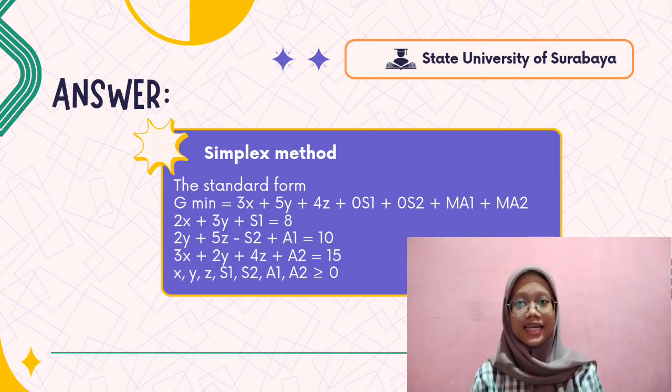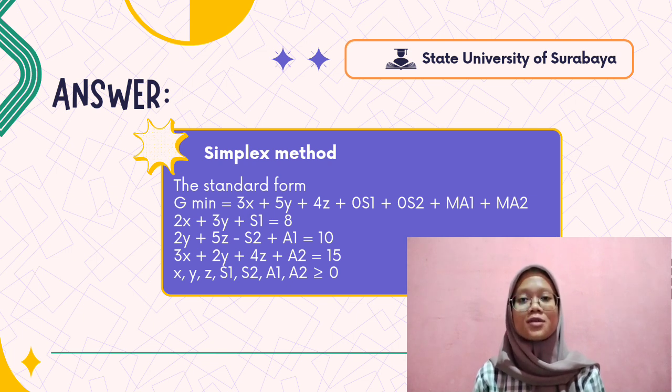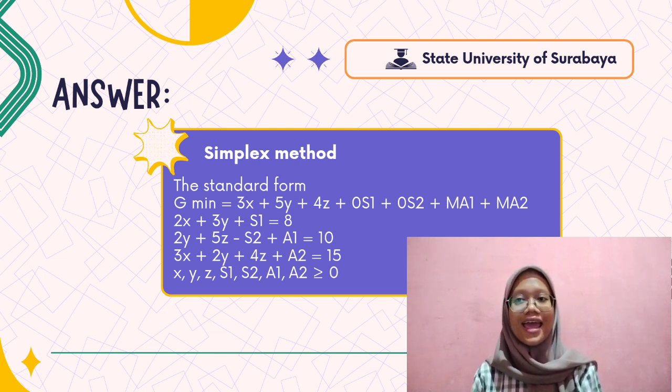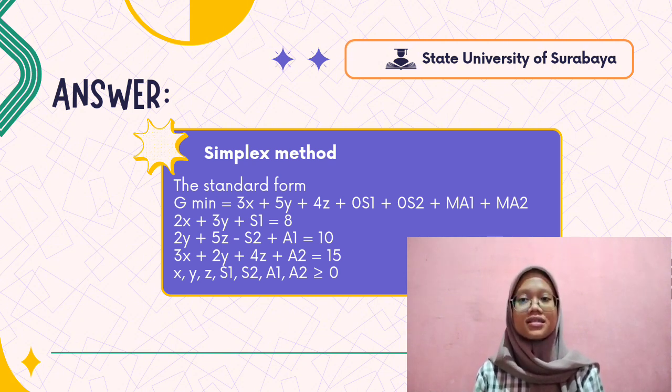And the standard form of the simplex is G minimum equals 3x plus 5y plus 4z plus 0s1 plus 0s2 plus Ma1 plus Ma2, and 2x plus 3y plus s1 equals 8, and 2y plus 5z minus s2 plus a1 equals 10, and 3x plus 2y plus 4z plus a2 equals 15, with x, y, z, s1, s2, a1, a2 more than or equal to 0.